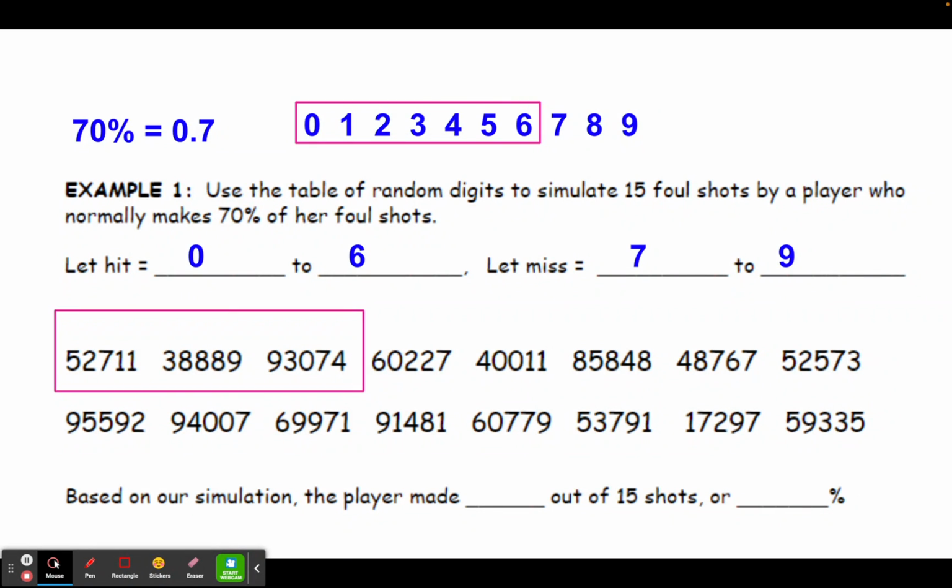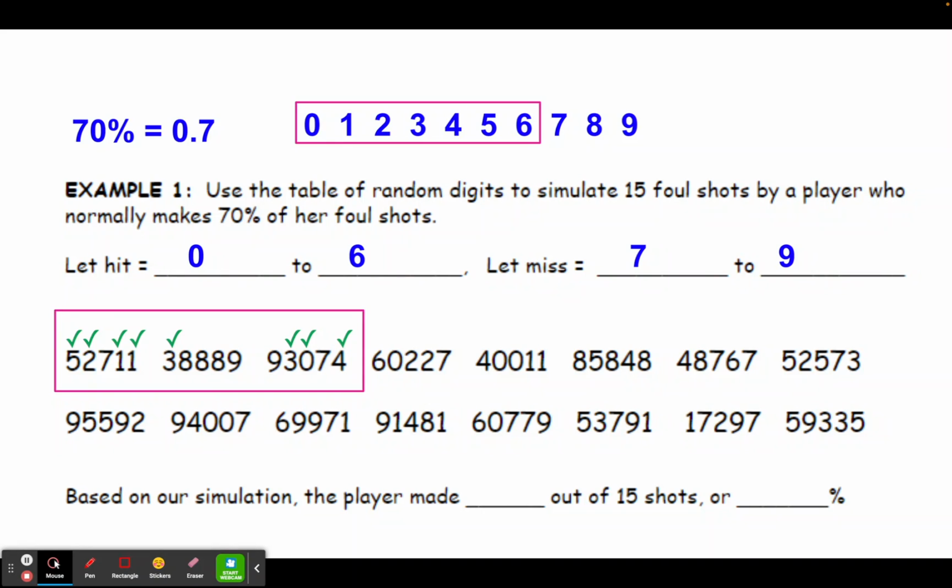And then what you're going to do is go through each of those single digit numbers, and each one represents a shot. For example, the first shot is represented by the 5. And a 5 is between 0 and 6, so that means that she made the first shot. And the next one is a 2, which is also between 0 and 6, so that means she made the second shot. The third one is a 7, which means that one is a miss.